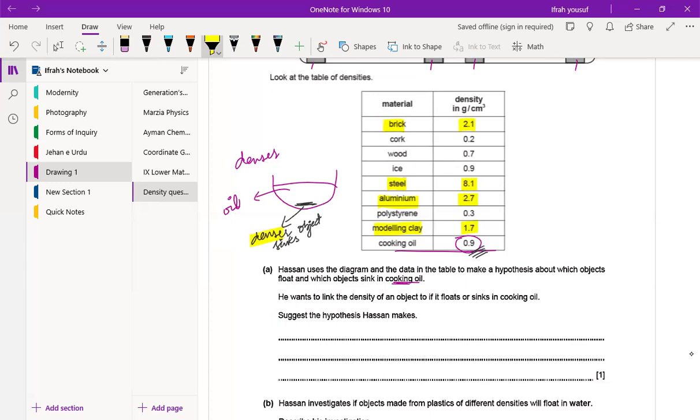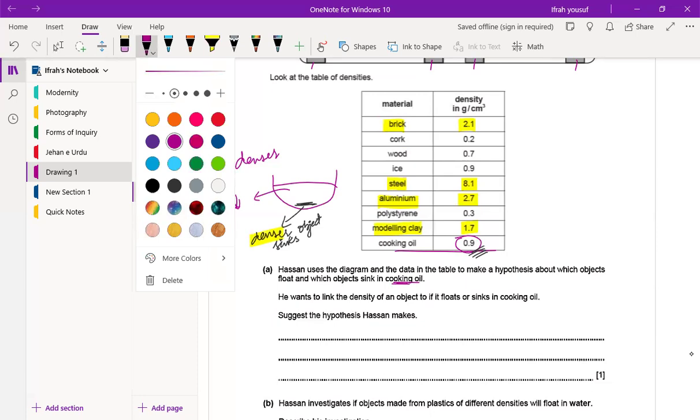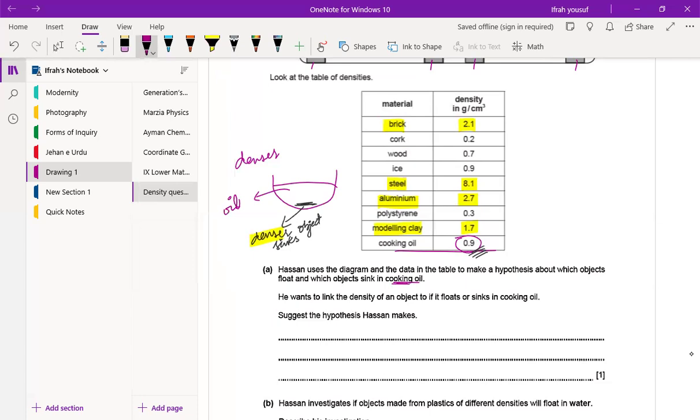Okay. So here you are required to write down the answer according to your observation in the table, right? So suggest the hypothesis Hassan makes. He wants to link the density of an object to if it floats or sinks in cooking oil. So how will you write, beta? The objects which are denser, they will sink.